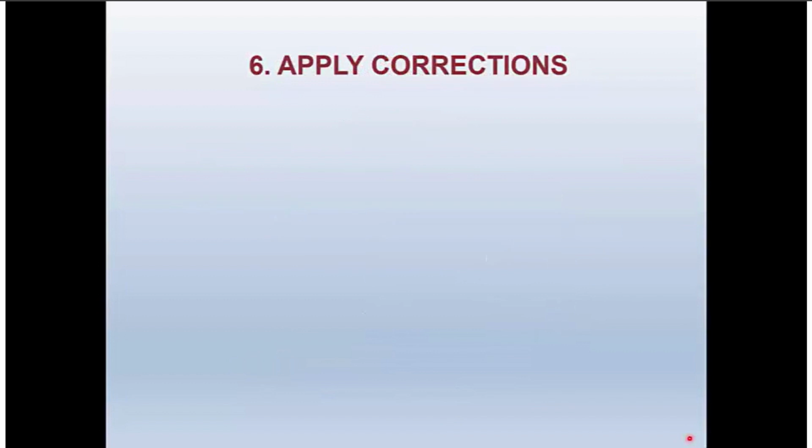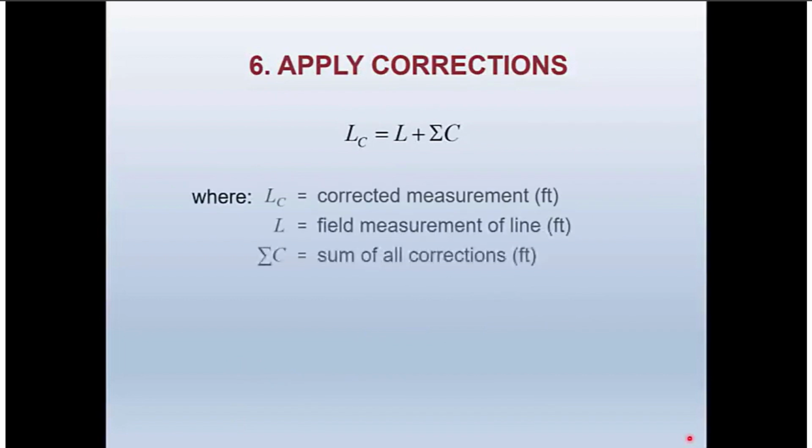Now we apply the corrections using the following equation. The length corrected is equal to the field observation plus the sum of all the corrections, as you can see in this simple equation right here. So all we need to do is compute all the corrections for every one of the systematic errors present in the measurement and apply those to the observation in the field.